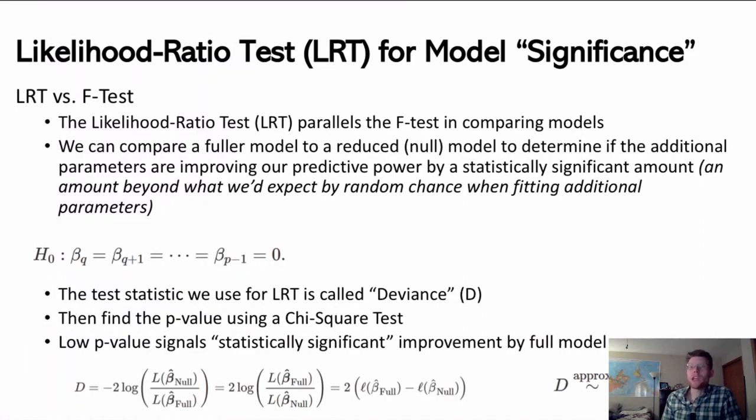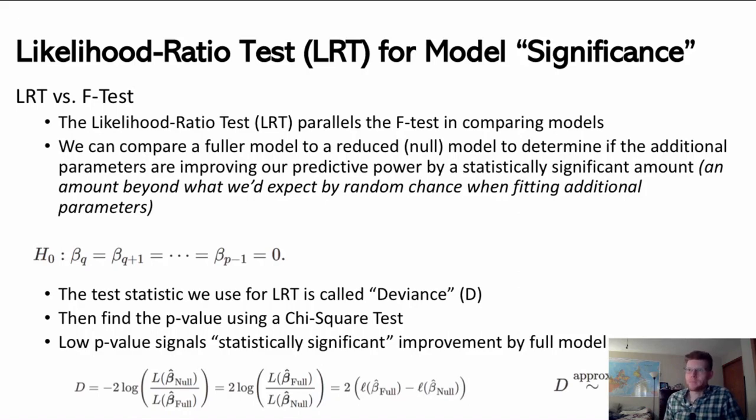A likelihood ratio test is like the F-test equivalent for logistic regression. Likelihood ratio tests are used to compare two models, one that's a little bit fuller than the other, to determine if the fuller model is explaining a statistically significant amount of predictive power beyond what the smaller model is already predicting.